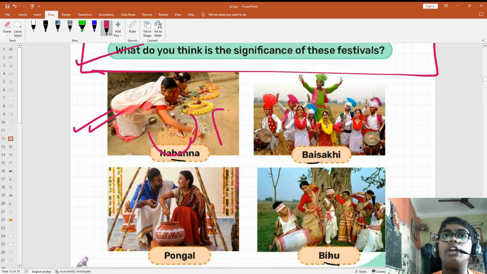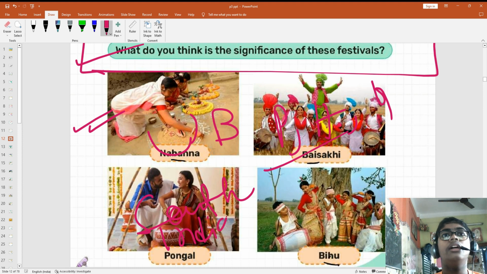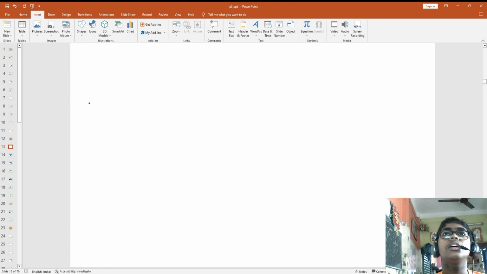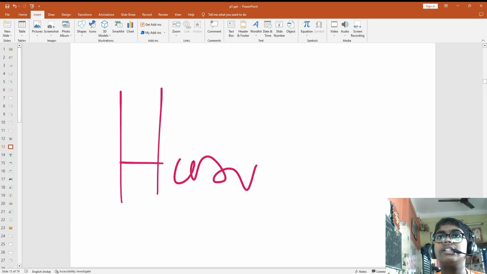So these are some festivals that we celebrate. In West Bengal, we celebrate Navanna. In Punjab, Haryana and Gujarat parts, we celebrate Baisakhi. Pongal is in South India, mainly Tamil and Telugu regions. And Bihu is in Assam. So see, different places have different festivals, but the motive is the same. What is the motive, guys? Harvest.